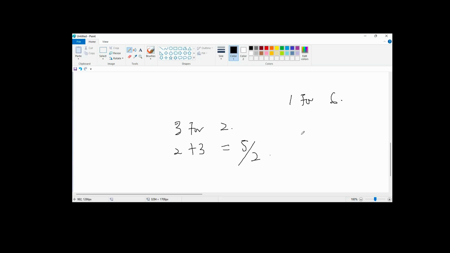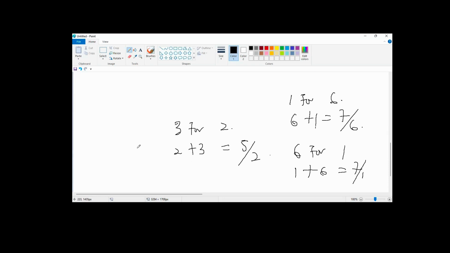Let's say 1 for 6. I have 6. You are giving me 1. Make it how many? 7. Divided by what I had before, 6. Let's do 6 for 1. I have 1. You are giving me 6. Make it 7. Divided by what I had before, 1.